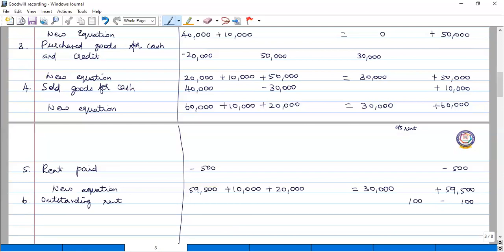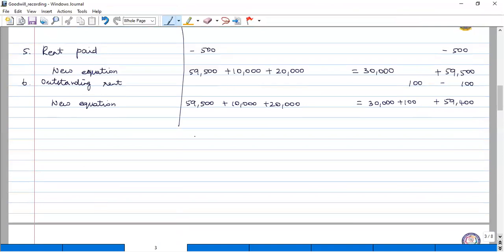Okay. So new equation is equal to 59,000 cash in hand, 10,000 cash at bank, 20,000 stock value should be equal to 30,000 of creditors plus outstanding rent 100 rupees plus 59,400 our capital. Okay.